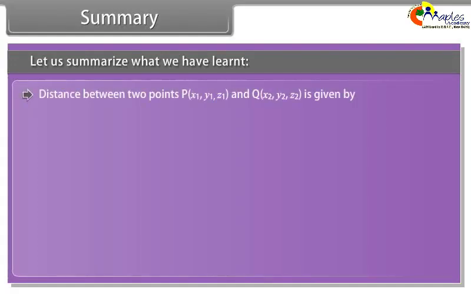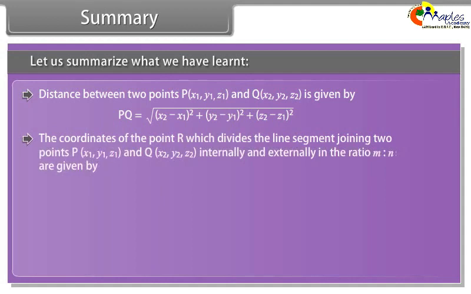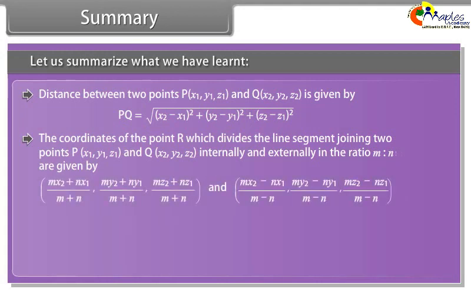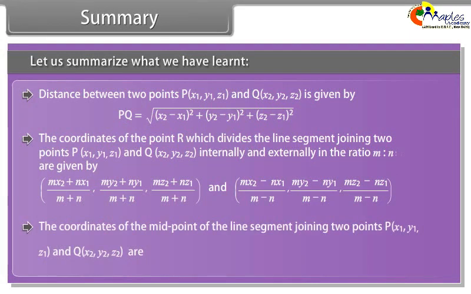The distance between two points P (x1, y1, z1) and Q (x2, y2, z2) is given by the distance formula. The coordinates of the point which divides the line segment joining two points P (x1, y1, z1) and Q (x2, y2, z2) internally and externally in the ratio m:n are given by the section formulas, and the coordinates of the midpoint of the line segment joining the two points P (x1, y1, z1) and Q (x2, y2, z2) are given by the midpoint formula.